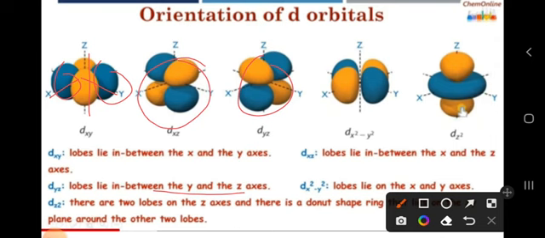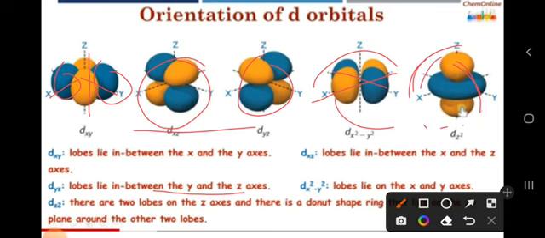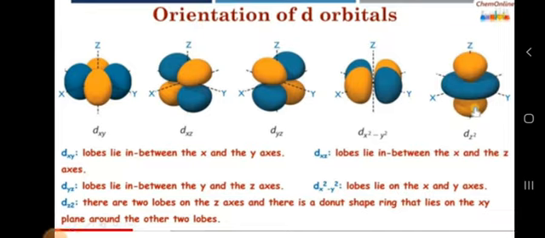So what happens here? They are not present on the axis, but there is dx square minus y square and dz square. These two are present on the axis. These 3 are not present on the axis, but these 2 are present on the axis. In dz square, you see there are 2 lobes on the z axis, but a definite donut shape we have here, which lies on the plane around the 2 lobes. So these are the splitting of the d orbitals.